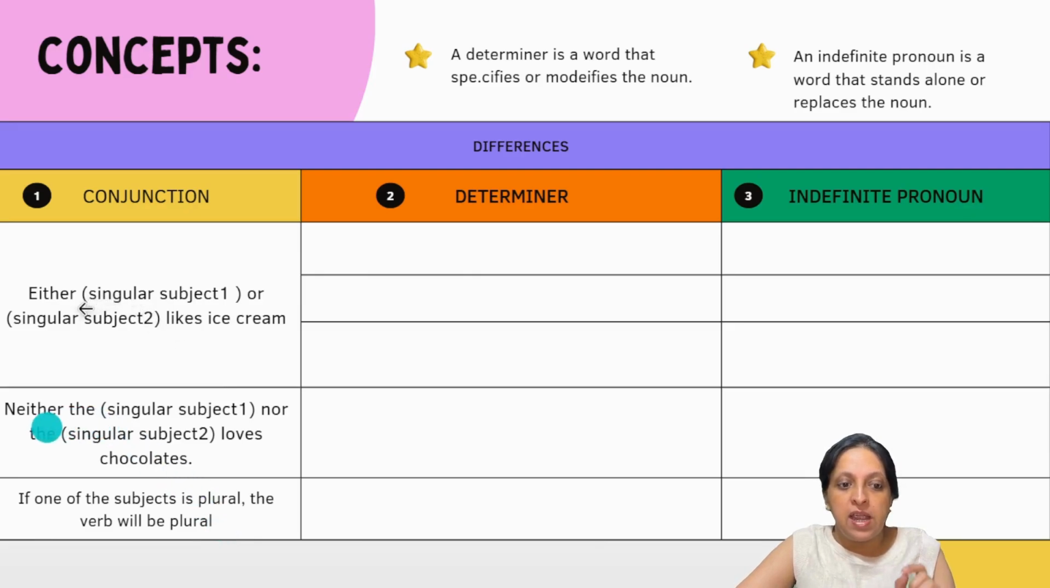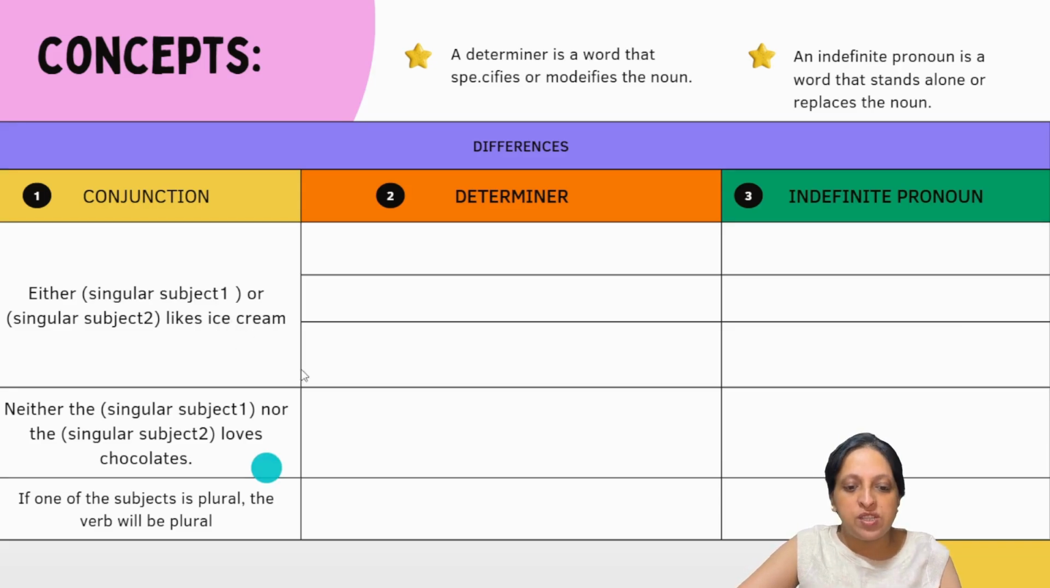So in this case, neither one singular subject nor the next subject, if this becomes a plural one, then the verb will become plural. Let us take an example. Neither the student nor the teachers were involved. So neither the student nor the teachers, one subject becomes plural. Therefore, were will become the verb, which is the plural verb, were involved.